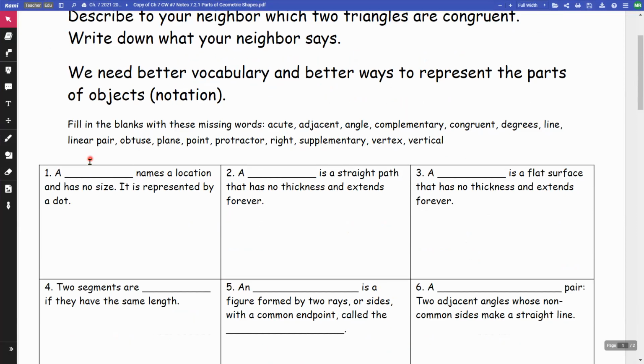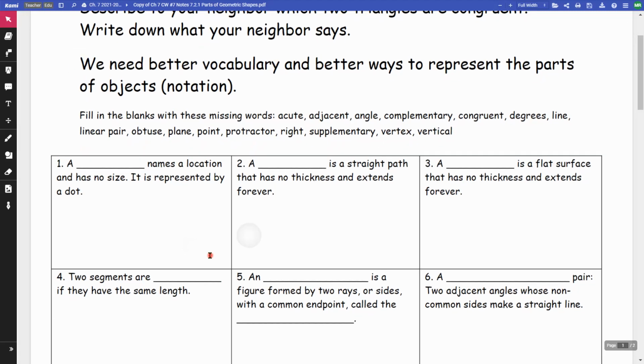So what we're doing is we're filling in the blanks using these words: acute, adjacent, angle, complementary, congruent, degrees, line, linear pair, obtuse, plane, point, protractor, right, supplementary, vertex, and vertical. And so we're going to fill in the blanks.